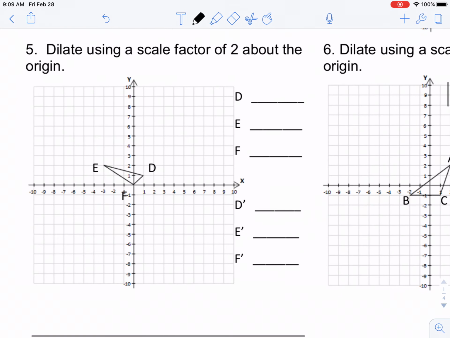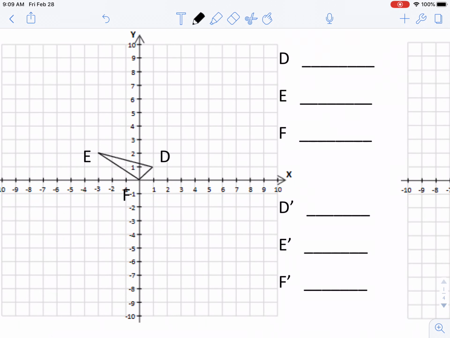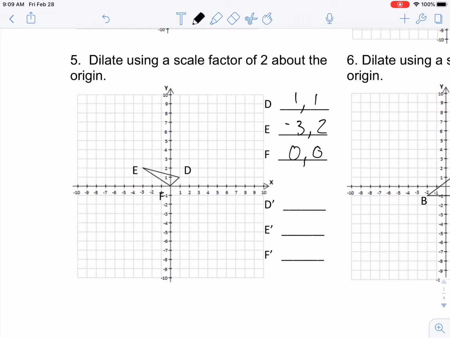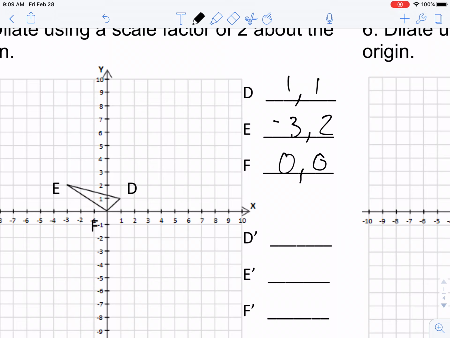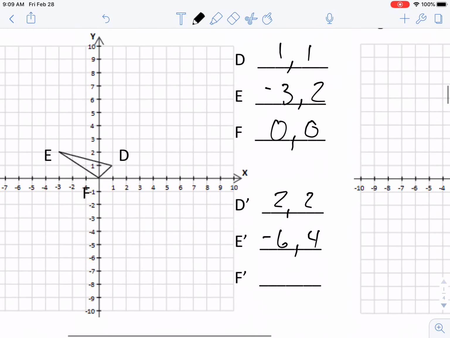For dilations, the easiest way to do this is to write down the ordered pairs. So D is at 1, 1. F is at 0, 0. And E is at -3, 2. It says a scale factor of 2, so I'm going to go through and multiply everything by 2. So 2 times 1 is 2, times 1 again is 2. 2 times -3 is -6. 2 times 2 is 4. 2 times 0 is 0. 2 times 0 is 0.